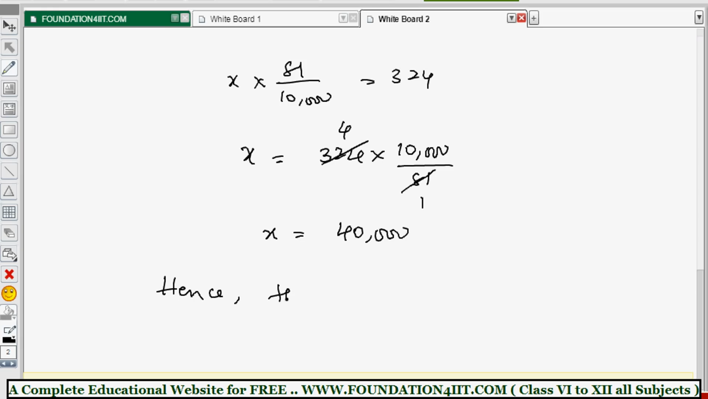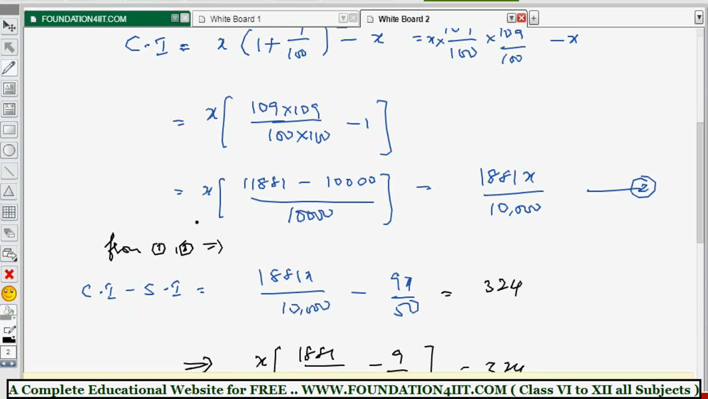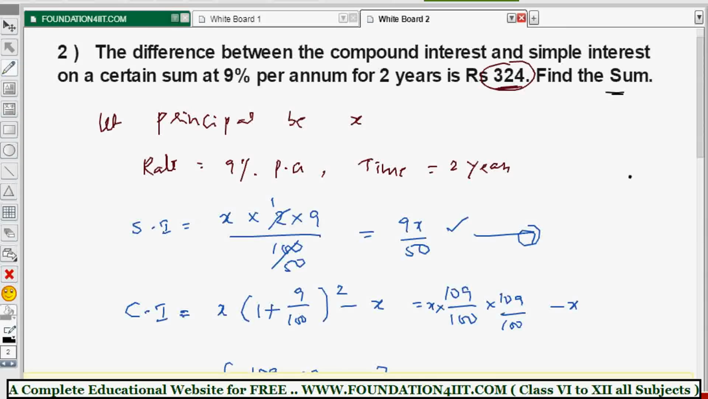Hence only the calculation needs to be careful. The required sum is equal to rupees 40,000, right? This way you can prove. You should only calculate the simple interest and compound interest separately. Then the difference is 324.